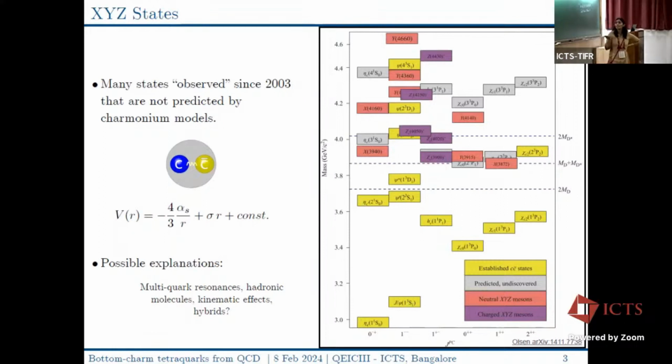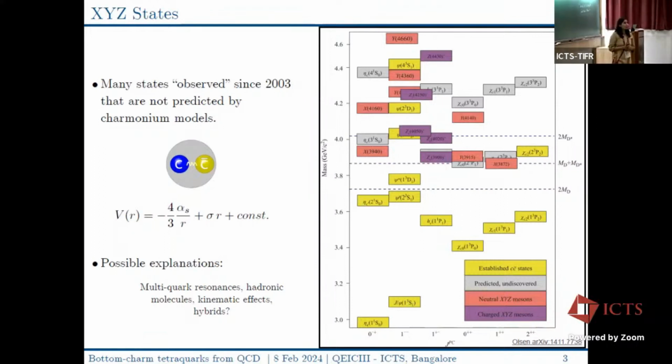Experimentally, the yellow states are well understood, whereas there are many other states shown in red and pink which are not well understood. And then there are many predicted ones which have been undiscovered. These XYZ states were surprise discoveries, which are not predicted by the standard charmonium models using the simple Cornell potential.